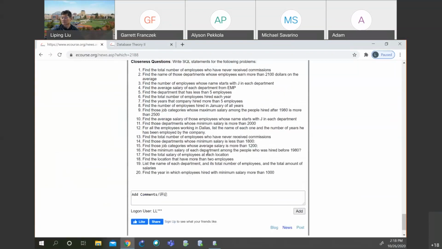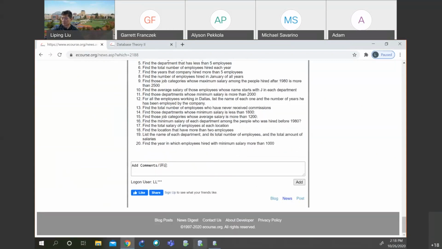Could you do number 20? Number 20. Find the year in which employees hired with a minimum salary more than. Okay, so let me move this up.